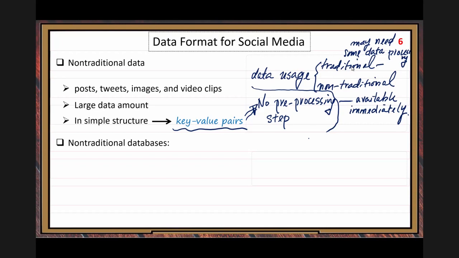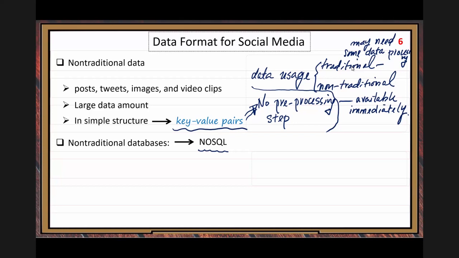Then you will see another property difference between traditional and non-traditional databases. Because the data is so simple, when you design non-traditional databases, it is also much simpler. Traditional databases are very complicated, but non-traditional ones are simple. Here we refer to NoSQL, meaning not only SQL. It's just a name. So why?